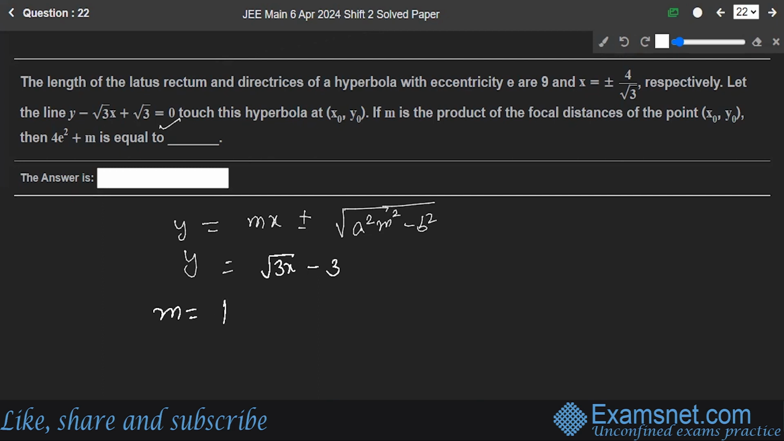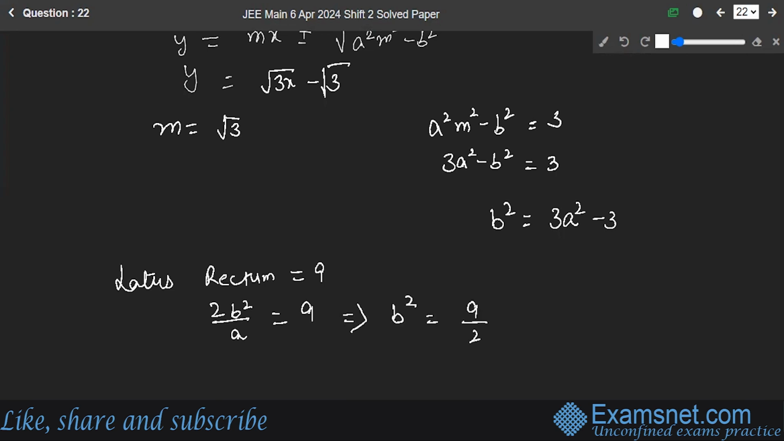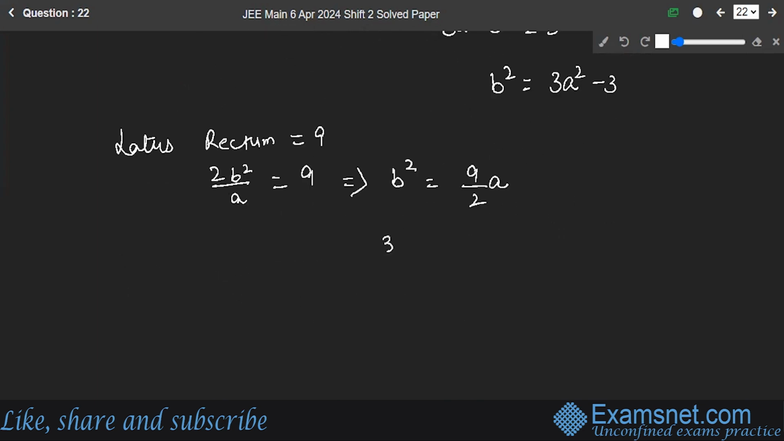minus 3, you have the slope that is equal to root 3, and a square m square minus b square is equal to 3, right? So this will give me 3a square minus b square is equal to 3, or b square is equal to 3a square minus 3. And also you're given that latus rectum length is 9. That makes 2b square upon a is equal to 9, or b square is equal to 9 by 2a. That makes 3a square minus 3 is equal to 9 by 2a.